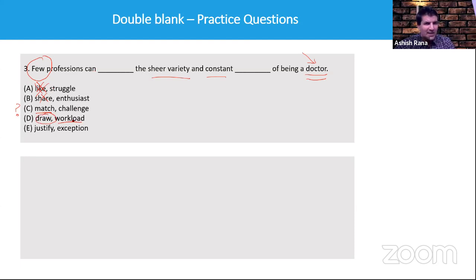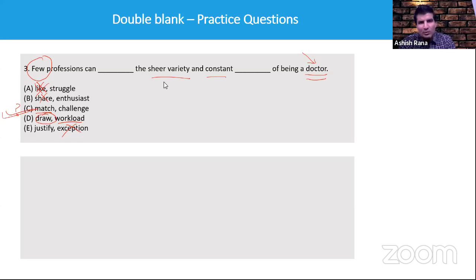Few professions can match the workload. It says few professions can justify the sheer variety and constant exception of being a doctor. So here the other options are so bad that your easy option is option C. Did you guys understand what I said here? That means we are saying the other professions do not have so much challenge. Being a doctor is such a challenging profession that very few professions match it.